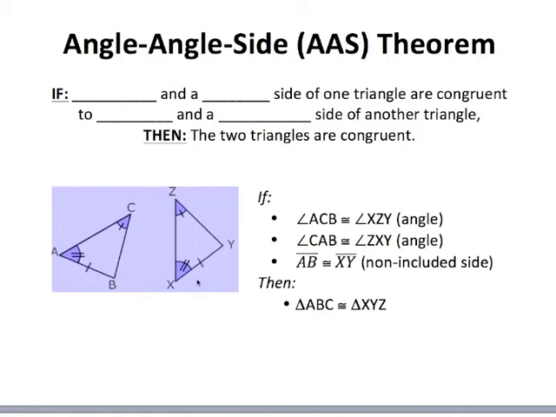If we didn't know that AB and XY were congruent, but we knew that CB was congruent to ZY, this theorem would still work. It would still be angle-angle-side, because in this case it would be these two sides that would be congruent, and it's still a non-included side.